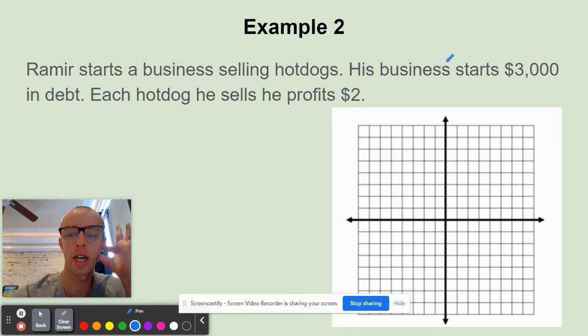Ramir starts a business selling hot dogs. His business starts $3,000 in debt. Each hot dog he sells profits $2.